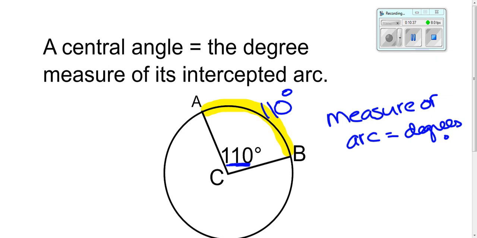So the outside arc, the intercepted arc, is the same as the central angle, okay? It can't be any angle. It has to have the vertex on the center. So once again, with that being said, the measure of arc AB is 110.